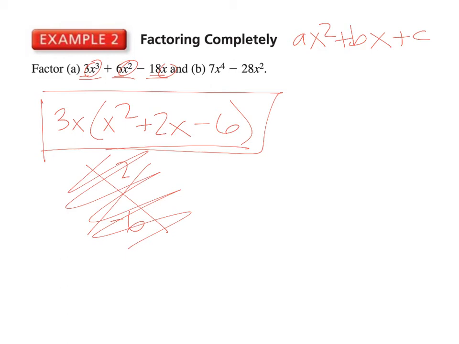All right, going to part B. I have 7 and 28. What can I factor out? 7. I have 4 x's, I have 2 x's here. I'm going to factor out 2 x's, leaving me with x squared minus 4.